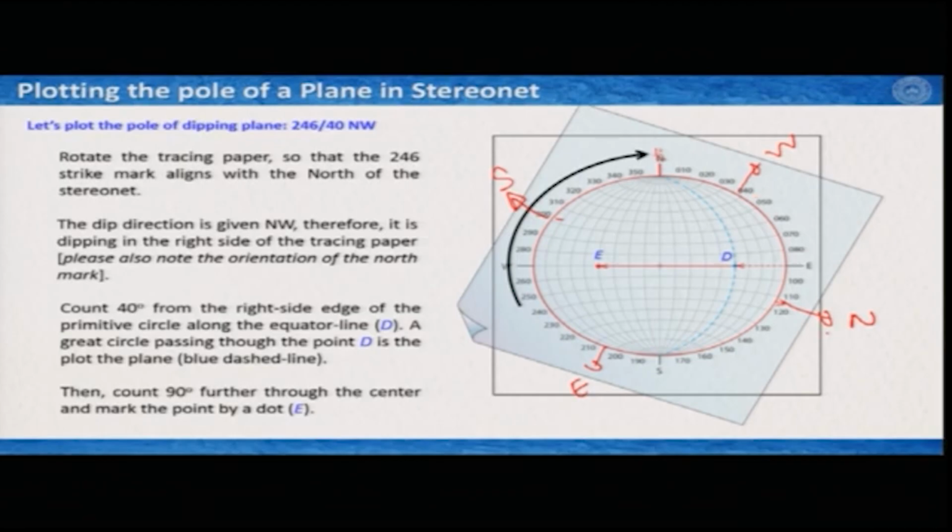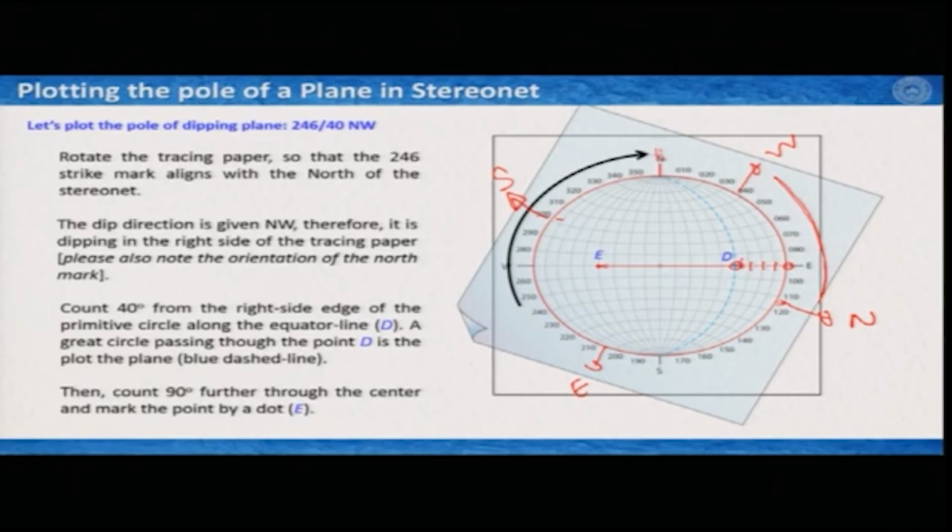And what we see is that the dipping plane is dipping 40 degrees towards northwest. So, in this case it must be on this side. Again we can count 40 degrees, which is the dip angle. So, 10, 20, 30, 40, and we get our dip angle here in the stereo net.